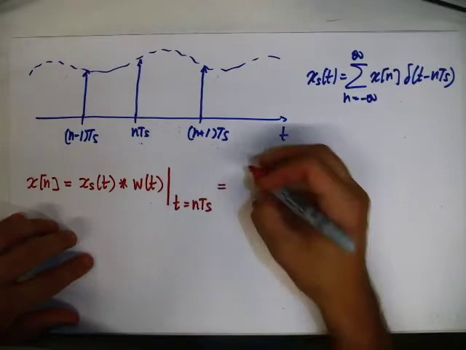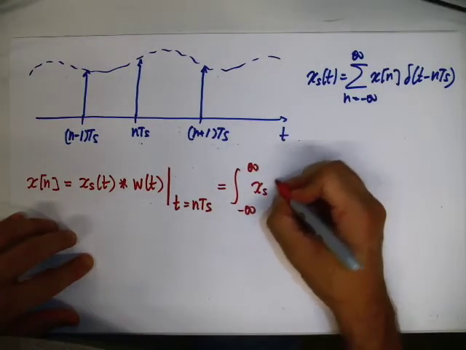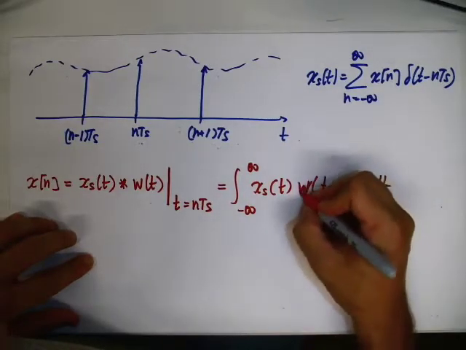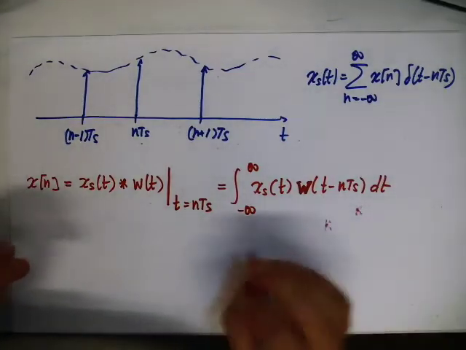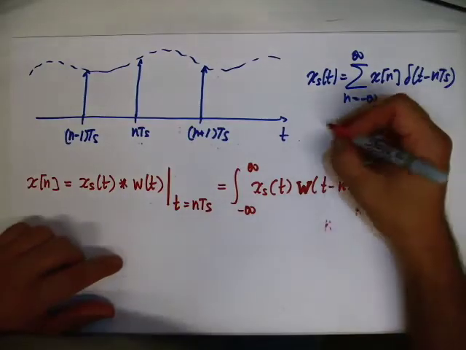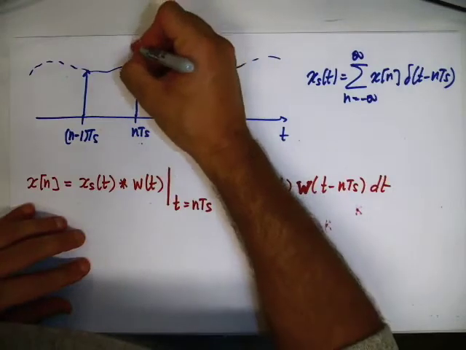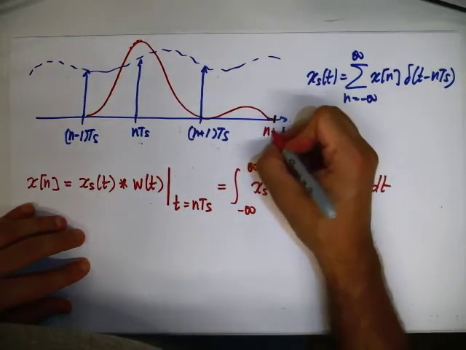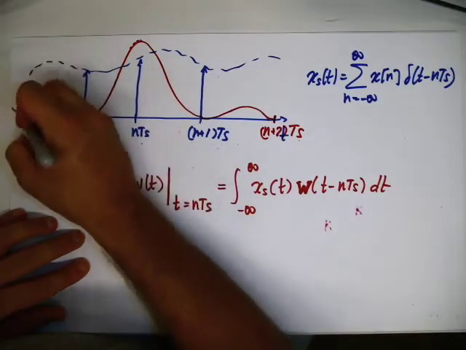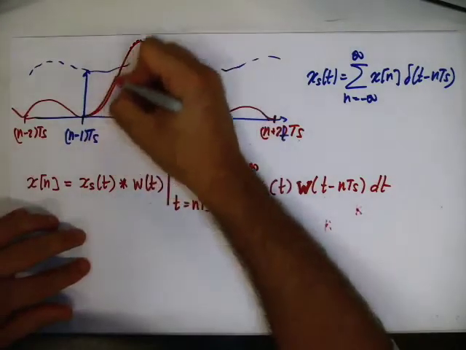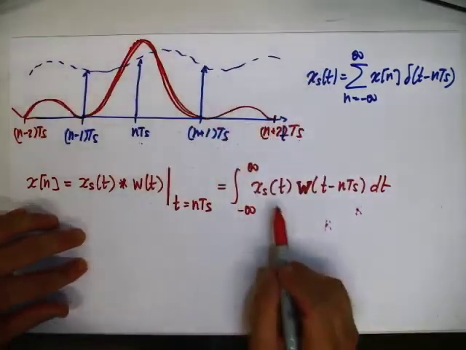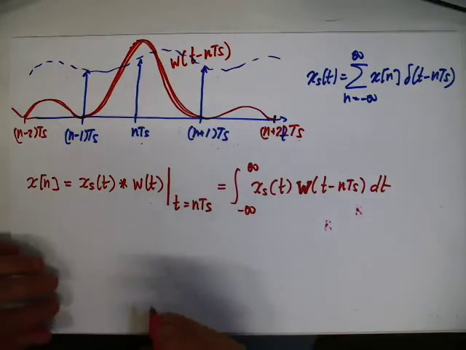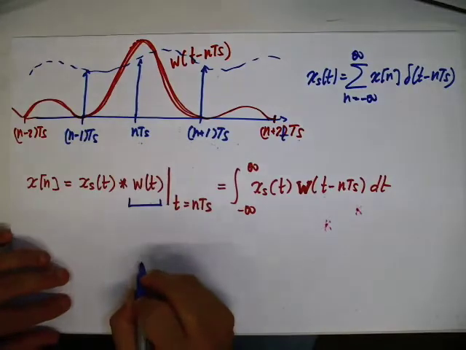Now, the choice of the window. So this is going to be equal to what? It's going to be equal simply to the integral between minus infinity and infinity of x_s(t) W(t minus nT_s) dt. Okay, but now, in order to do this, we need to have a window that has the following properties. Here I'm going to have nT_s, and here the same, minus nT_s. So, in order to write this expression, this is basically W(t minus nT_s). This window needs to have the following properties.